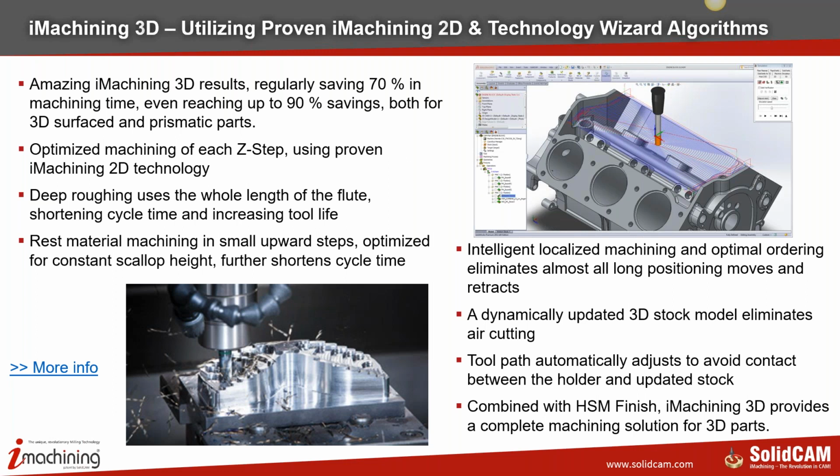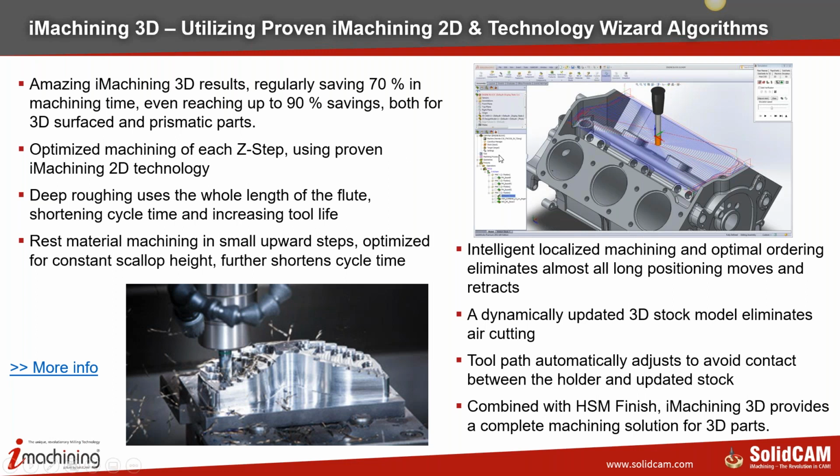Once the pocket is opened out, it will then use what we call a scallop step up and go from bottom up to create the scallops in three dimensions to generate the roughing profile. So it's basically a combination of iMachining 2D plus a very intelligent scallop-driven step up. It uses the optimum machining of each Z step using the proven iMachining algorithm. And it does the deepest roughing cycle with the whole flute length first, shortening the cycle time and increasing the tool life. Then whatever material was left because of the deep pocket will be removed using a constant scallop height, moving from bottom up to the top, okay?